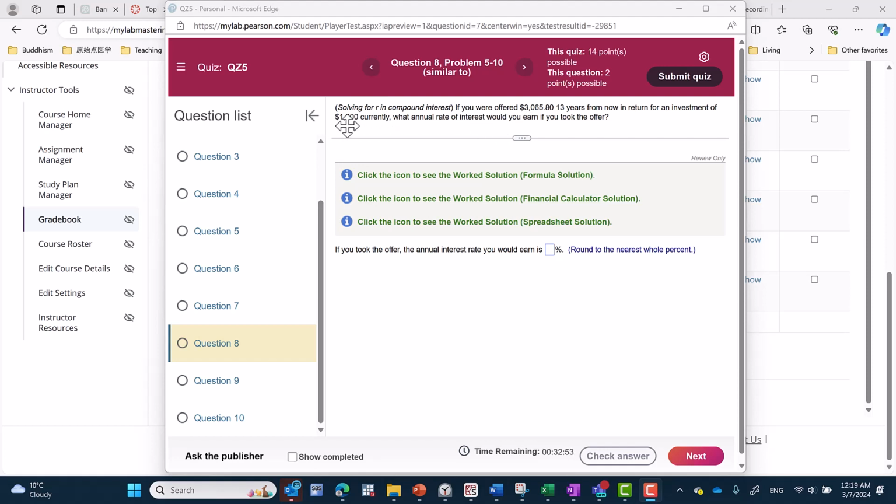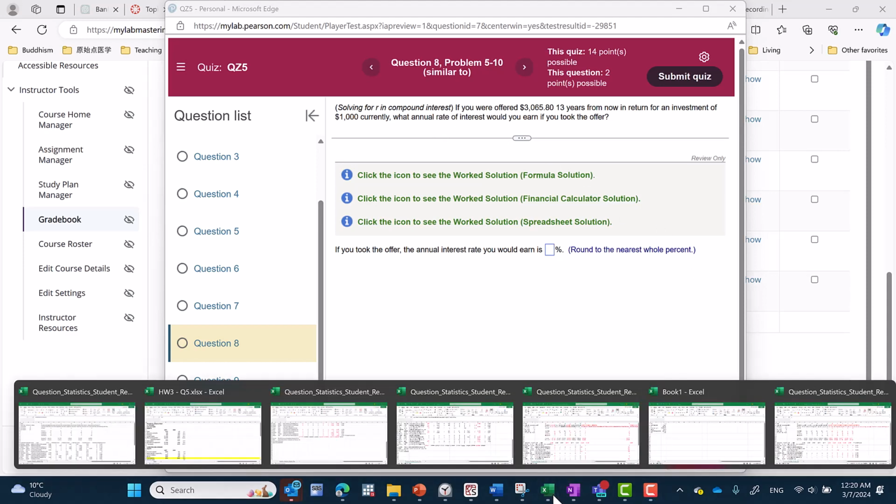Future value equals the present value times 1 plus interest rate raised to the power of, in this case, 13, because the future value will be received 13 years from today. So this question asks us to solve for that interest rate, which will make the equation balanced. So how do we solve for that interest rate?